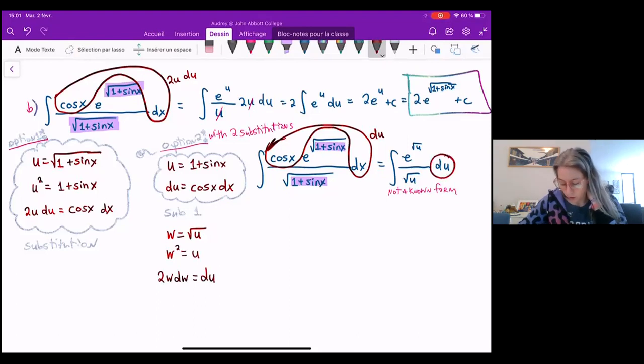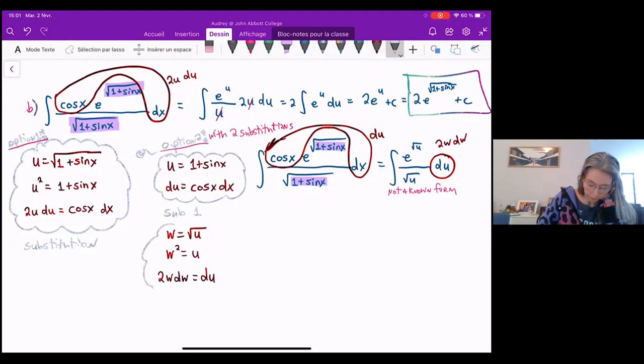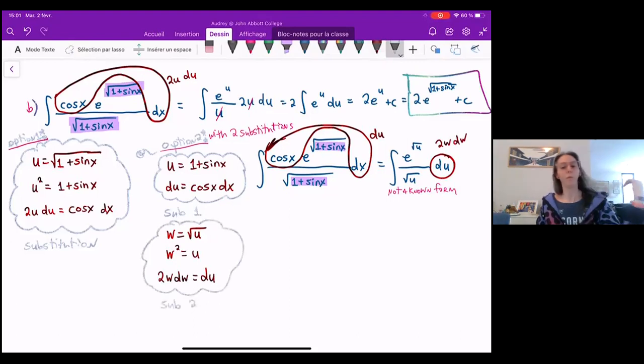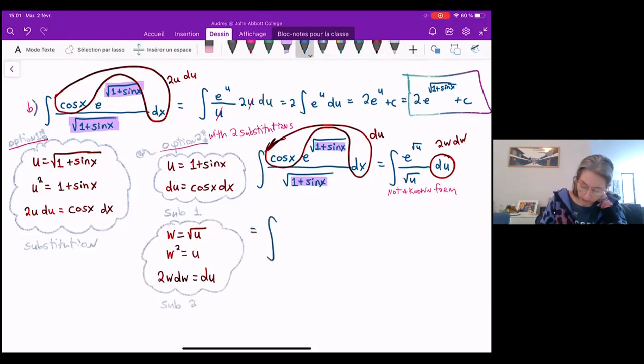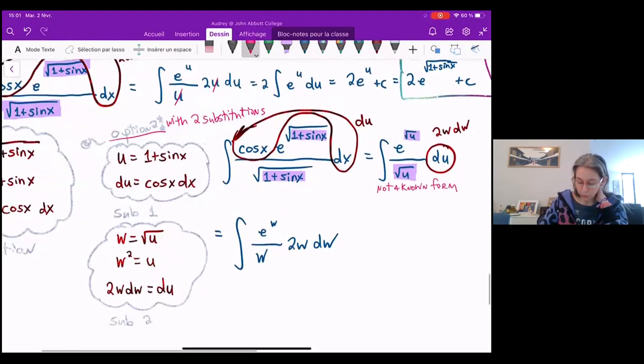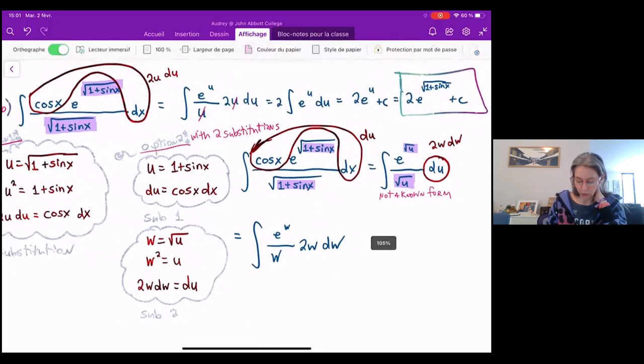And now I'm replacing just that du with 2w dw. This is my sub 2. Okay, so then I end up with, every time I have a square root, I'm just replacing it with w. So I have e to the w over w times 2w dw, and the w's cancel out.